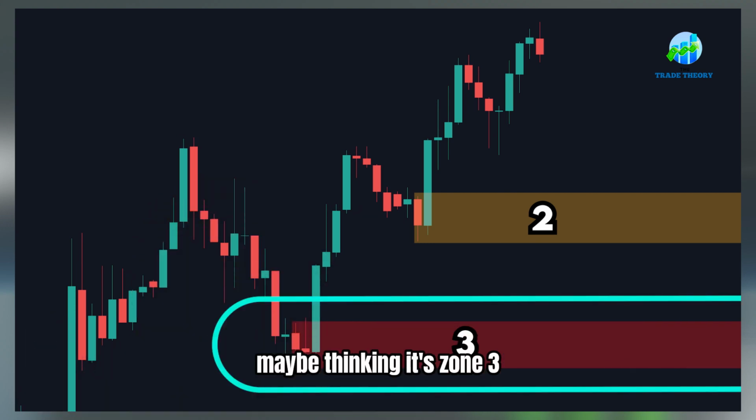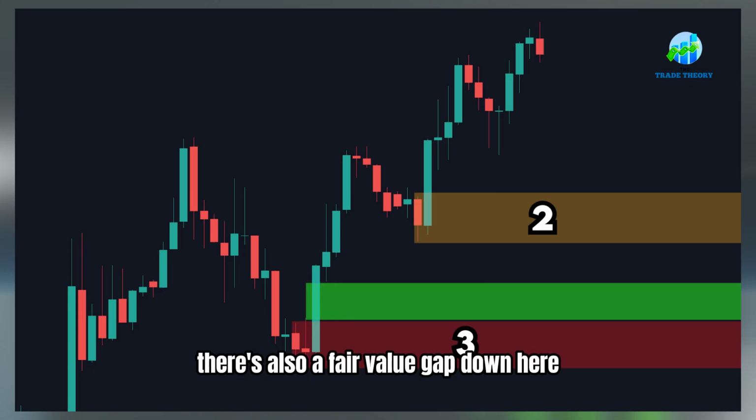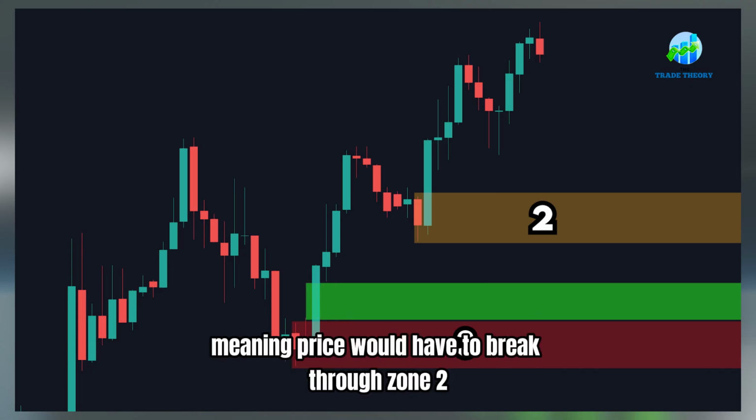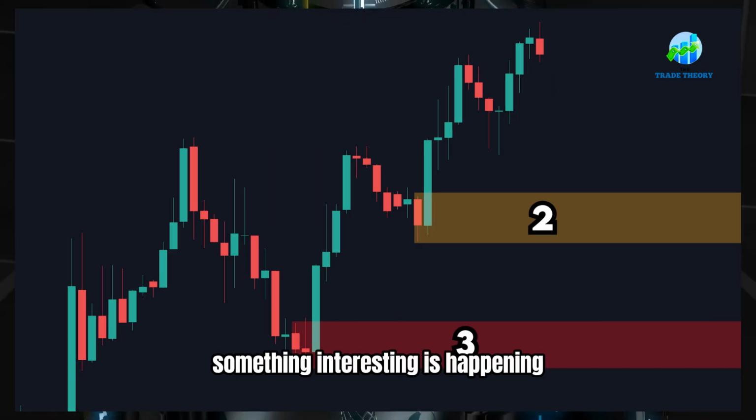You may be thinking it's zone 3. Considering what I just said, there's also a fair value gap down here, meaning price would have to break through zone 2 in order to get to that. But if we look closely at our chart, something interesting's happened.